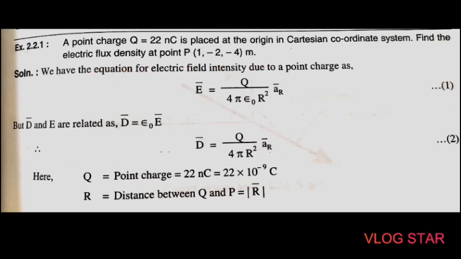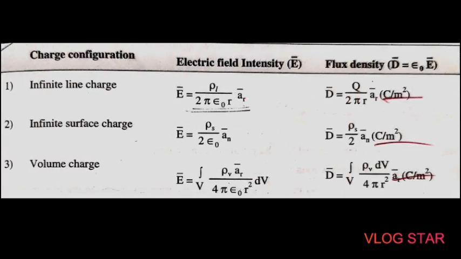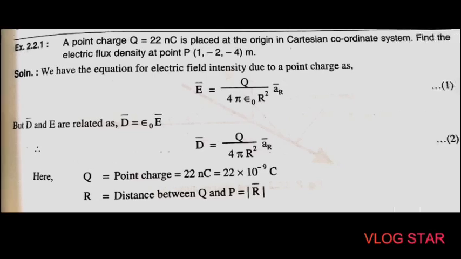Here we have the equation for electric field intensity due to a point charge, that is E bar is equal to q upon 4 pi epsilon 0 r square into AR bar. This is the basic equation of electric field intensity due to the point charge. But here we want to calculate the electric flux density.